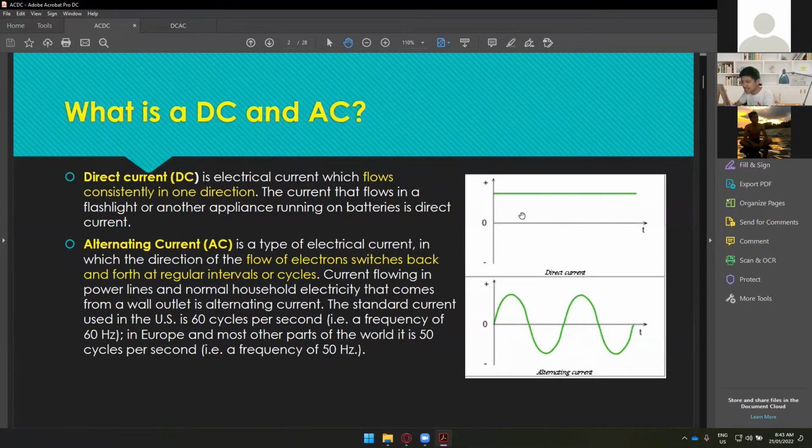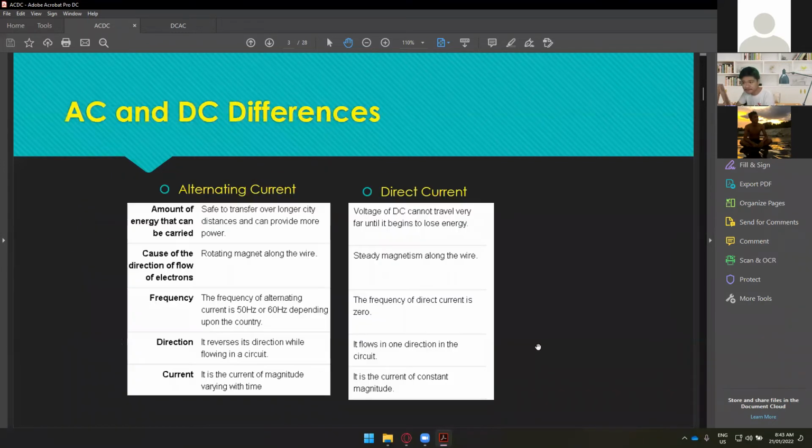Of course, DC is the direct current that flows only in one direction, and then AC is an alternating current that flows in two directions. So one is positive and then another one is negative. Okay, so here are the differences.